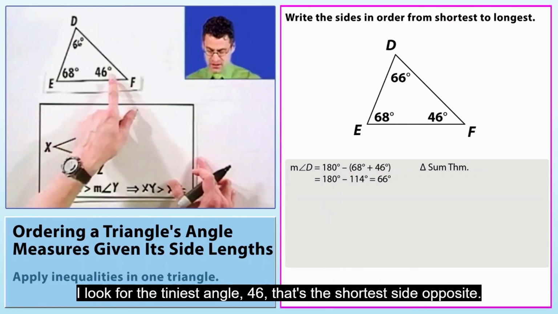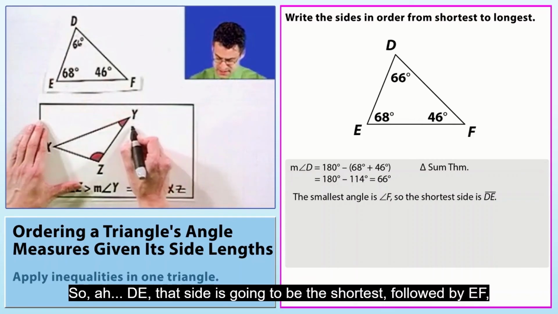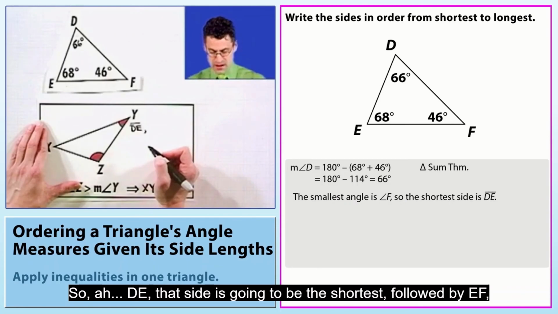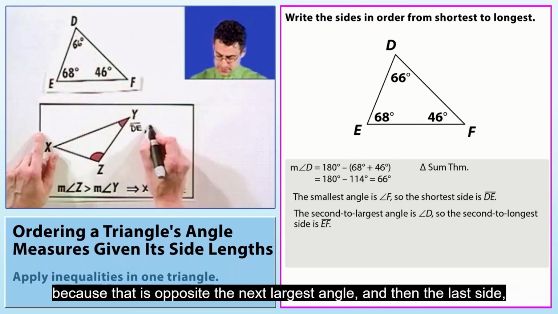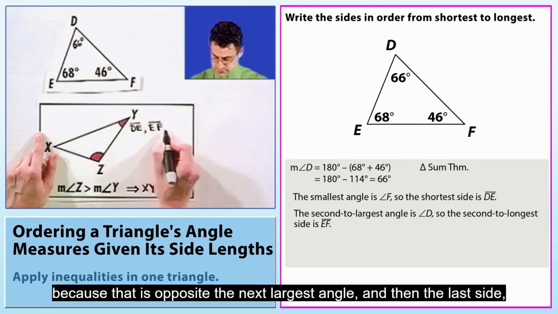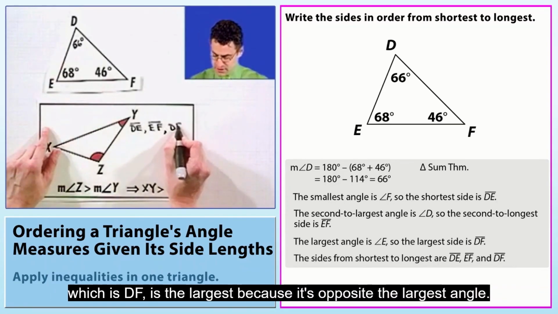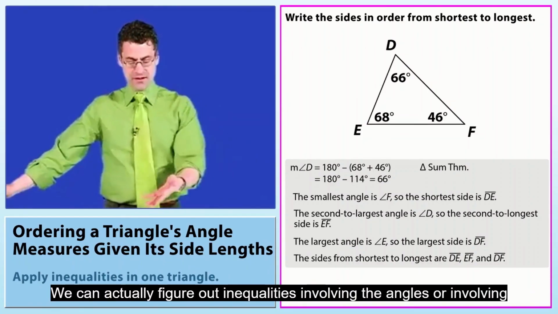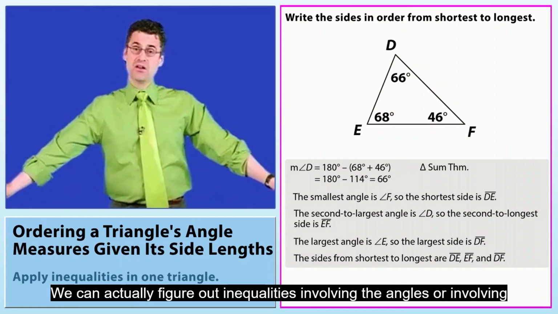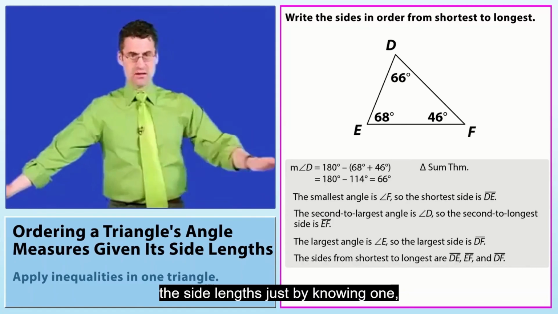I look for the tiniest angle, 46, opposite the shortest side. So DE is going to be the shortest, followed by EF, because that is opposite the next largest angle. And then the last side, DF, is the largest because it's opposite the largest angle. So there you have it. We can actually figure out inequalities involving the angles or the side lengths just by knowing one. It'll give me the other.